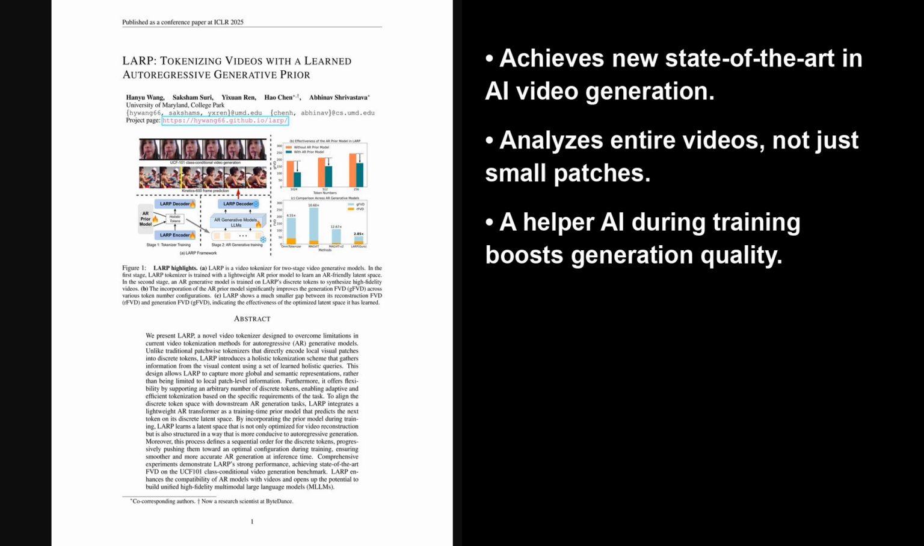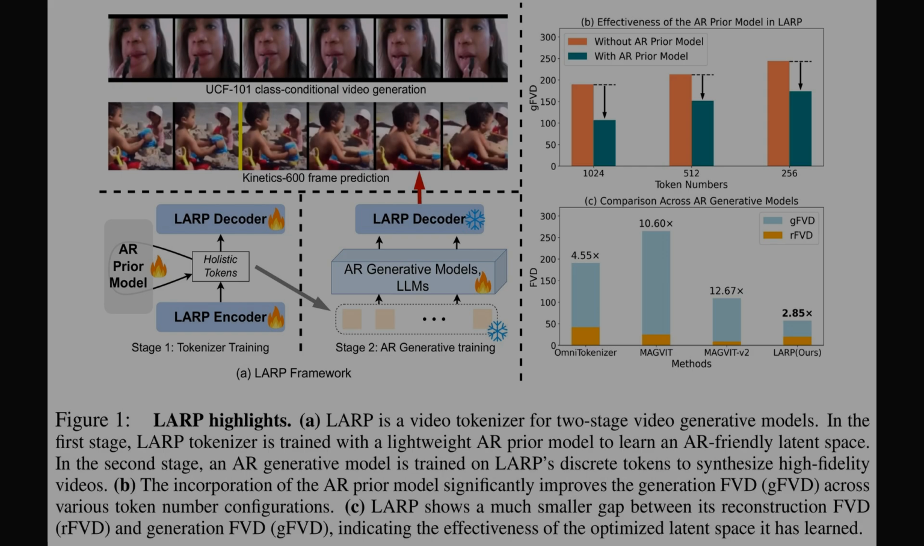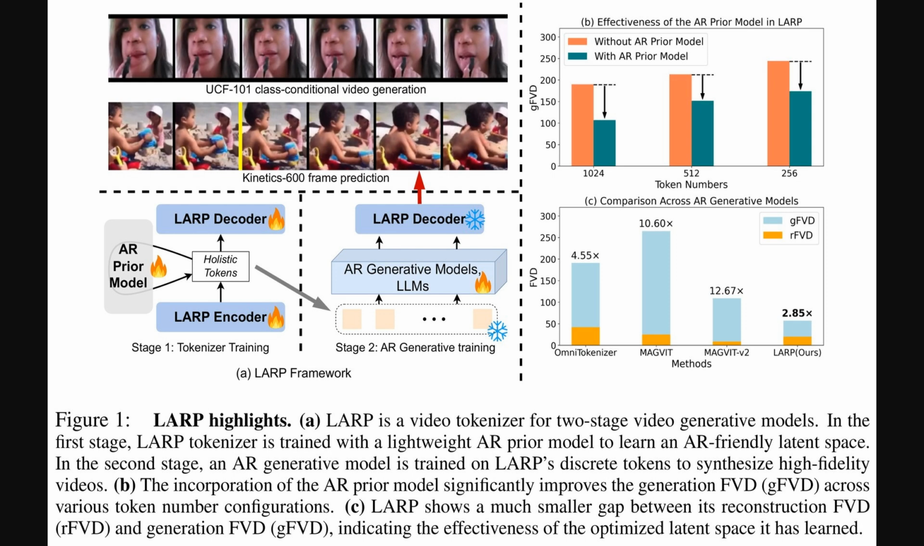This paper introduces a novel video tokenizer called LARP, designed for autoregressive, or AR, generative models. These are AI models that create content, like video, step by step, where each new part depends on what came before. LARP aims to improve how videos are turned into these discrete symbols, or tokens, by looking at the entire video content holistically, rather than just small patches. It even uses a special helper model during its training to learn an optimal sequence for these tokens, making them better for video generation. Alright, so this figure really helps visualize what's going on.